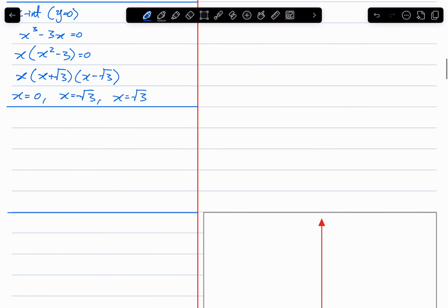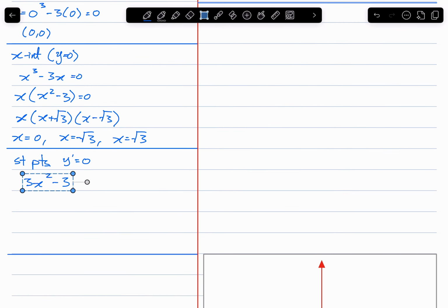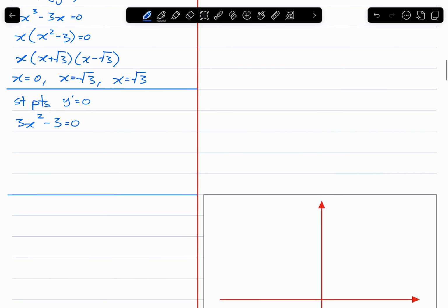And now moving on, to find stationary points, recall that to do this, we let the first derivative equal 0. So we take our first derivative, and we let that equal 0. Solving this, you can do this in multiple ways. I'm going to solve this by moving things to one side. I get x squared, so moving the 3, dividing by 3, we get 1. We get x equals plus and minus 1.